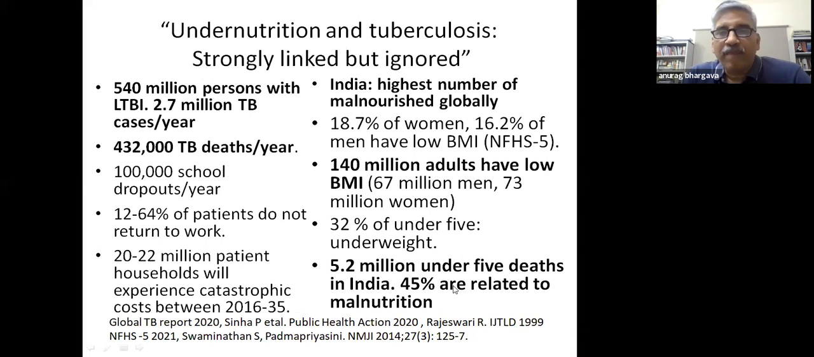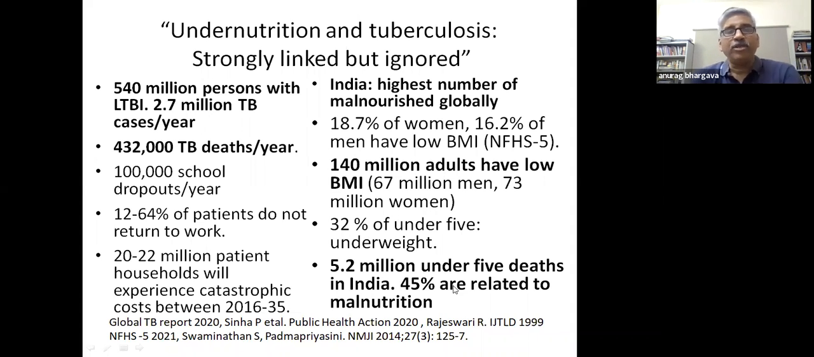India has the highest number of malnourished people, both adults and children, globally. These are the most current data of low BMI prevalence in India, still sizable. And I would say this is an average which doesn't reflect what is happening in poor and marginalized communities. 140 million adults with low BMI, that would constitute a country by itself, and a very sizable proportion of deaths occur under 5 years, nearly half of which are related to malnutrition.